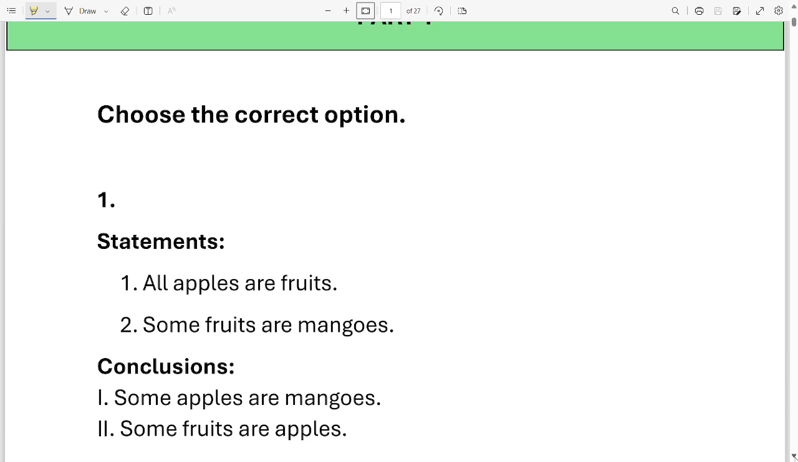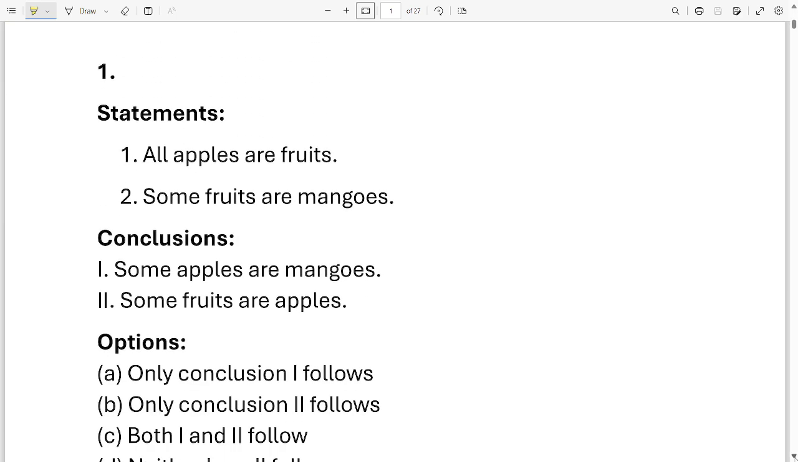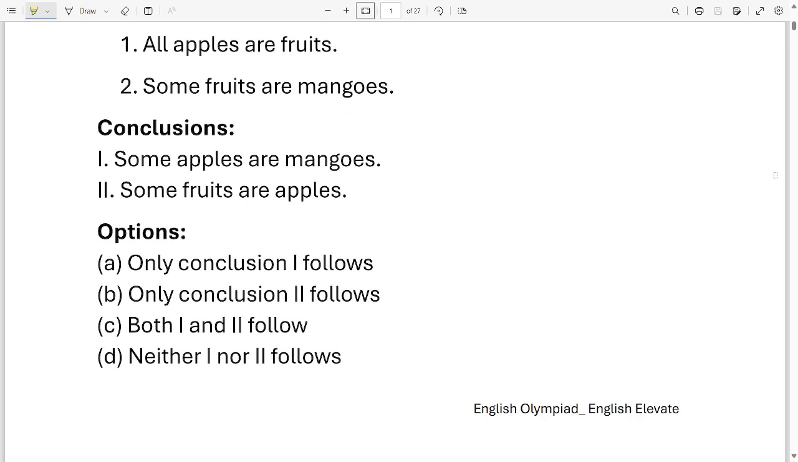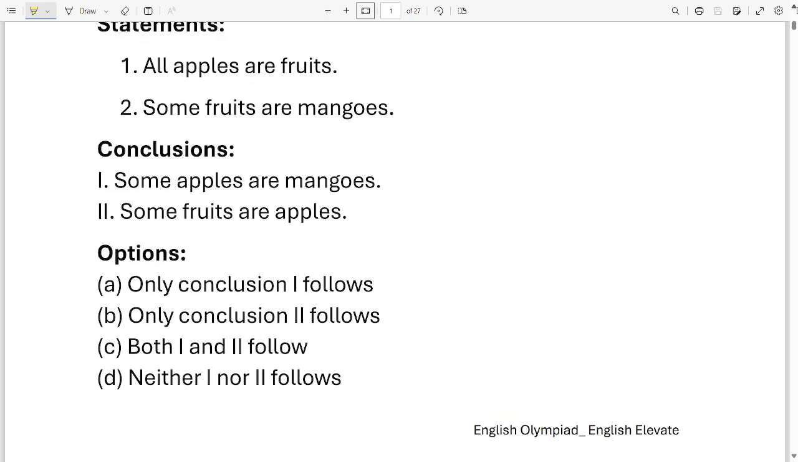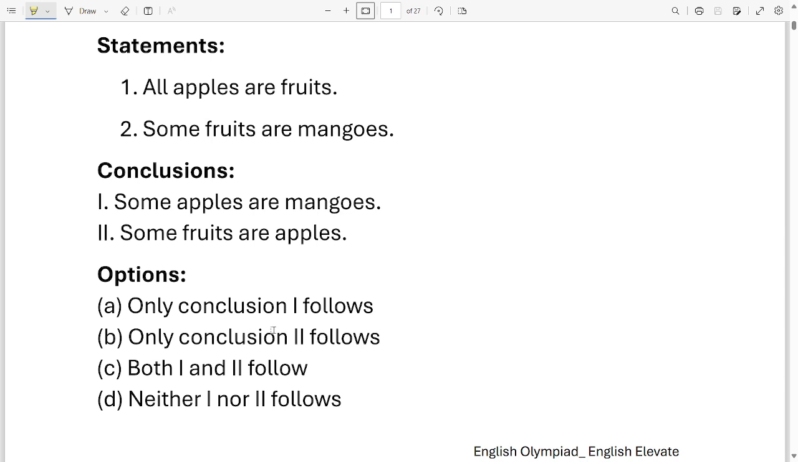For question part 1, choose the correct option. Statement is, all apples are fruits, some fruits are mango. Now, this one is the statement and these are two conclusions. Some apples are mangoes, some fruits are apples. Now, look at the options. In the options, it's saying that only conclusion 1 follows, only conclusion 2 follows, both 1 and 2 follow, neither 1 nor 2 follows.